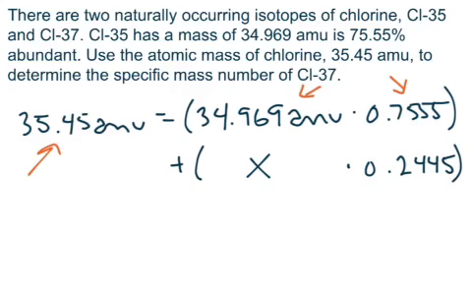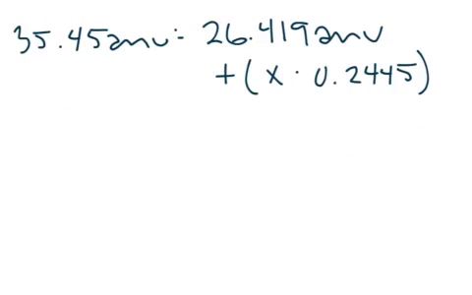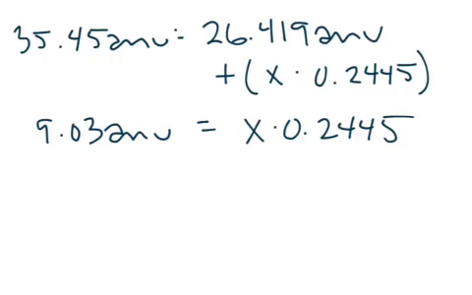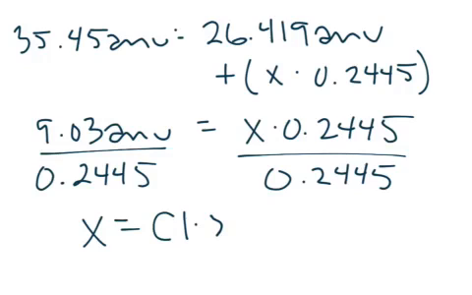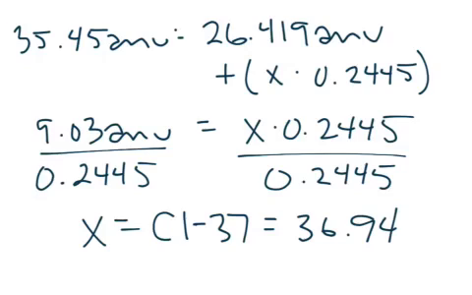If we have two numbers that are in parentheses, we're going to look at those first. So simplifying the parentheses, we get 26.412, and then we still have the x and 0.2445 in their own parentheses. Our next step in simplification would then be to subtract 26.412 from both sides so that we can get the x and the 0.2445 by themselves. So we end up with 9.03 AMUs equals x times 0.2445. And then now we only have one step left. If we want to get x by itself, we divide both sides by 0.2445. And that gives us our final answer. So the mass of chlorine 37, oops, hang on, let me get that. Chlorine 37 is 36.94 atomic mass units.